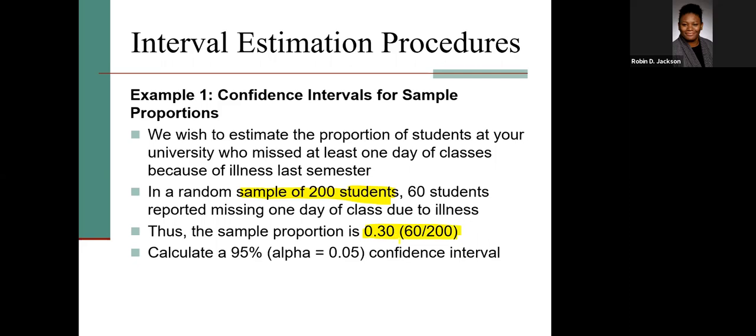To get that sample proportion, they took the proportion of students. So 60 students out of 200, that's our proportion. Remember, we're trying to find the confidence interval for a proportion. We're not finding the confidence interval for the mean. We are finding the confidence interval for the population proportion using the sample proportion.